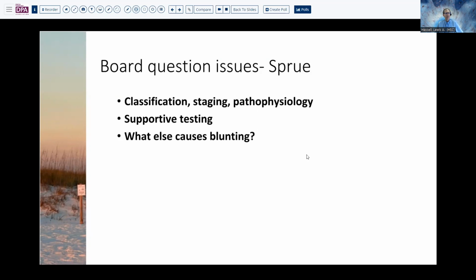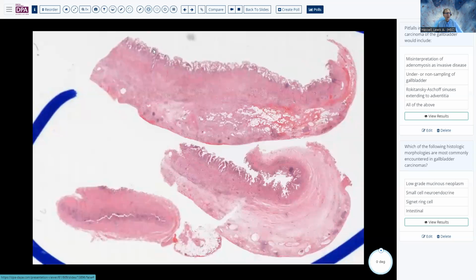Then just what else causes blunting, different age groups, different sorts of things to be aware of.